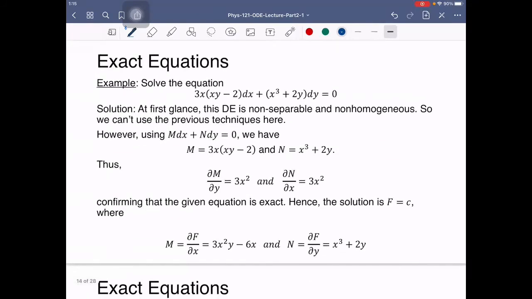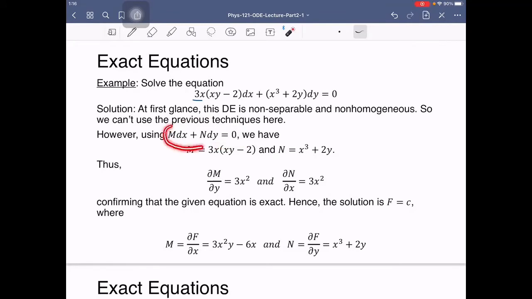So, ipakita na natin yun using some example. So, let's solve the equation 3x times quantity x, y minus 2 dx plus quantity x cubed plus 2y dy is equal to 0. So, if we take a look at this is a non-separable and non-homogeneous. Kasi bakit? Dito sa dx, it's being multiplied with variables ng x and y. And similarly sa dy, ganun din. So, hindi natin pwede gamitin iba nating nagamit. However, pwede natin gamitin itong technique na ito.